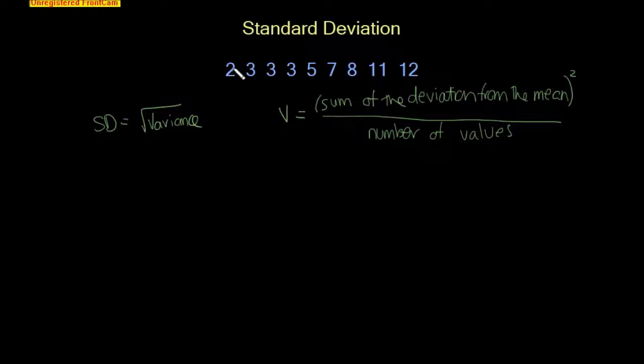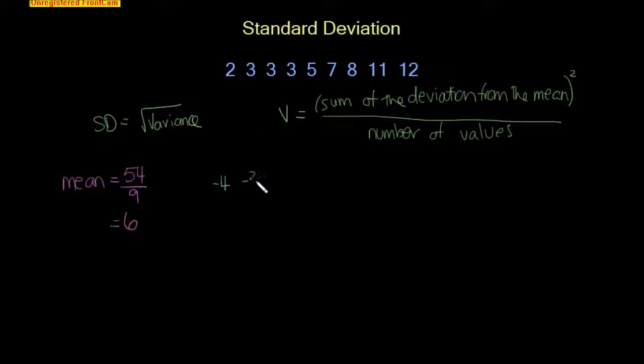So for the variance, we need to work out the mean. The mean of this data set is the sum of all the values, 54, divided by how many there were, 9, which is equal to 6. Okay, so then we look at each of these values individually and say how far off the mean they are. So the first one, 2, is 4 less than the mean.